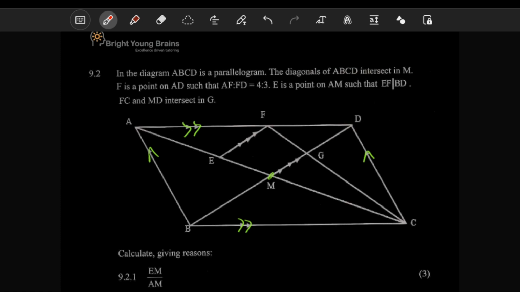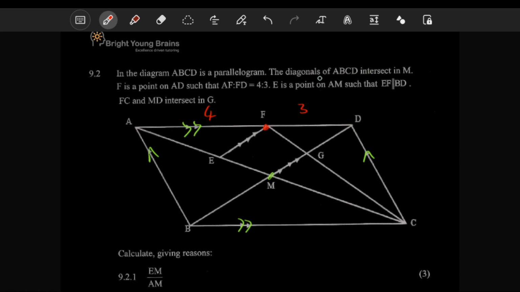F is a point on AD such that AF, and the ratio is... where is AD? Where is F? You see, I'm busy reading, not looking. They said F is a point on AD, yes, such that the ratio between AF and FD is 4:3. So this is 4:3. That kind of information, don't take it for granted. It's quite important. It's giving you so many things without saying much.